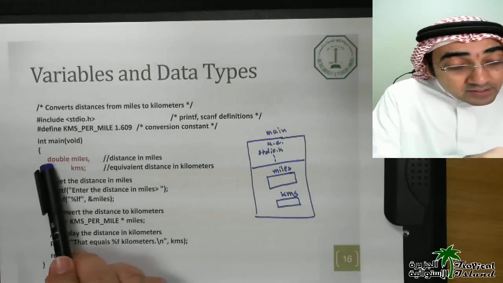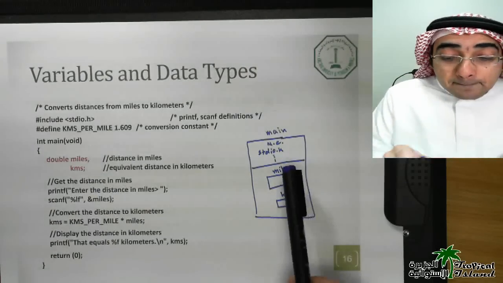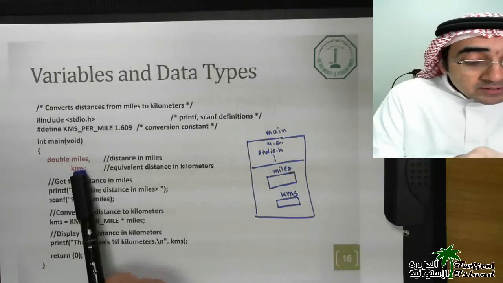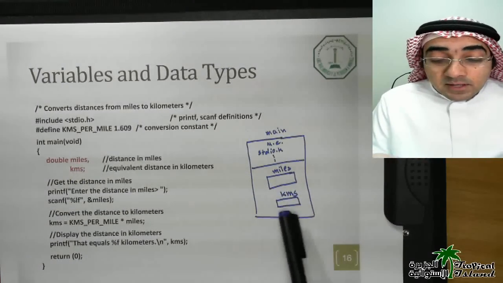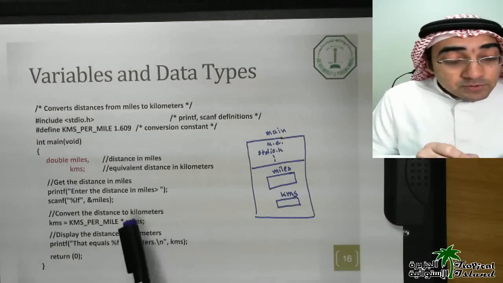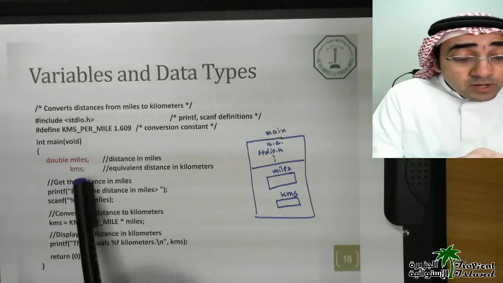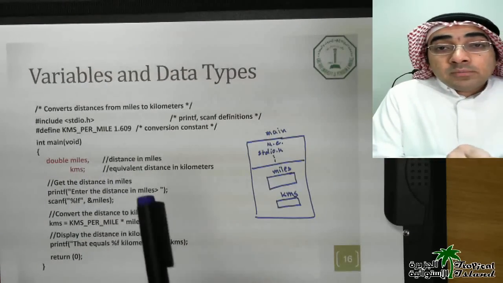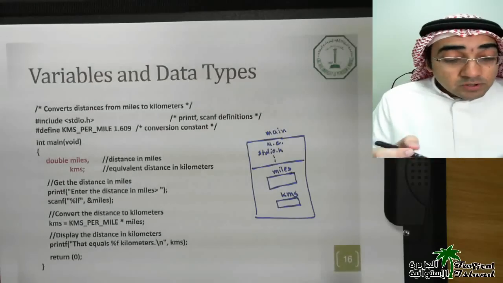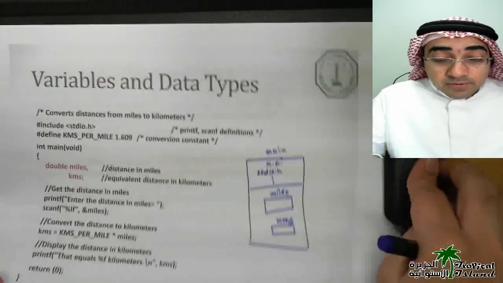Okay? So we ask the compiler over here to generate a container of type double and name it miles in the memory, and another container of type double and name it KMS and put it into the memory. You can actually generate as many variables as you want. You have to separate them with commas. Say miles, comma, kilometers, comma, variable 1, comma, variable 2, comma, variable 3, and we're going to talk about the naming convention and how you can actually name it. Okay, so this is about the variables.